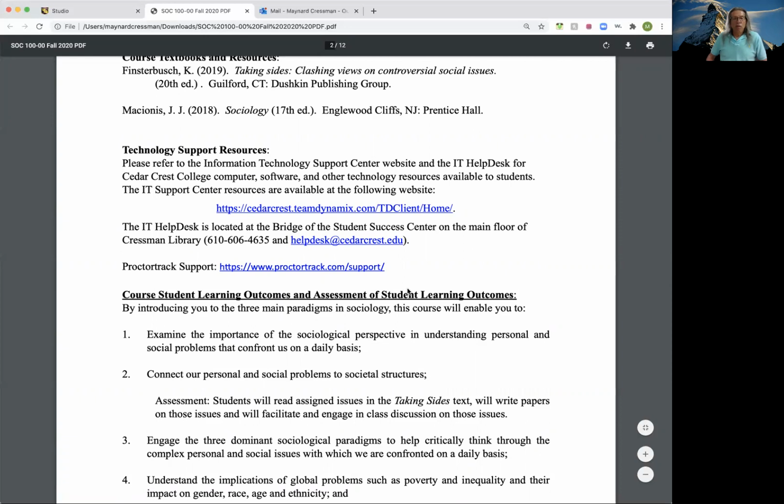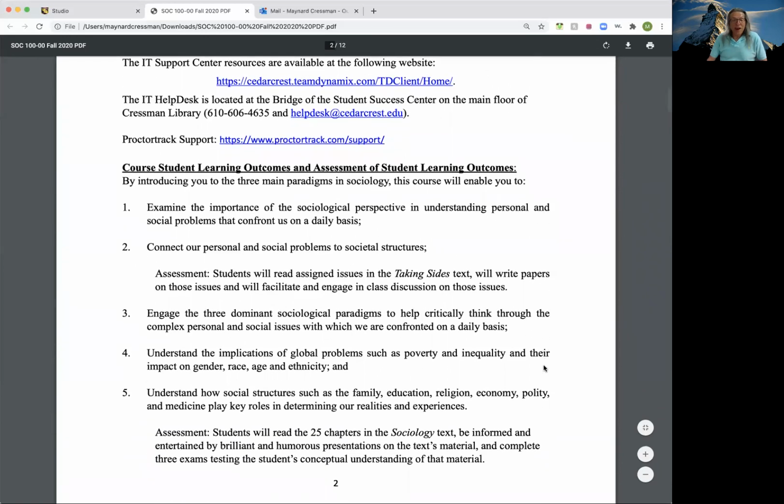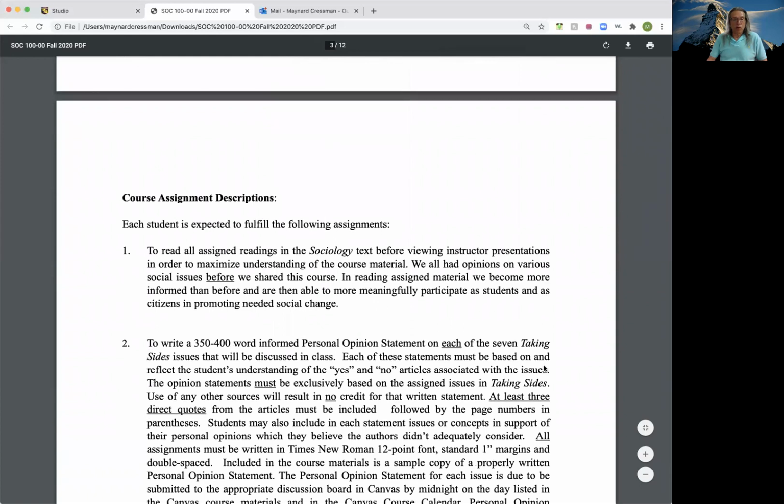This course is also, all the exams are monitored by Proctor Track. And so if you're having any issues with Proctor Track, that's how you can get support help from Proctor Track. Course student learning objectives and assessment of student learning outcomes are standard boilerplate stuff of all courses here at Cedar Crest College.